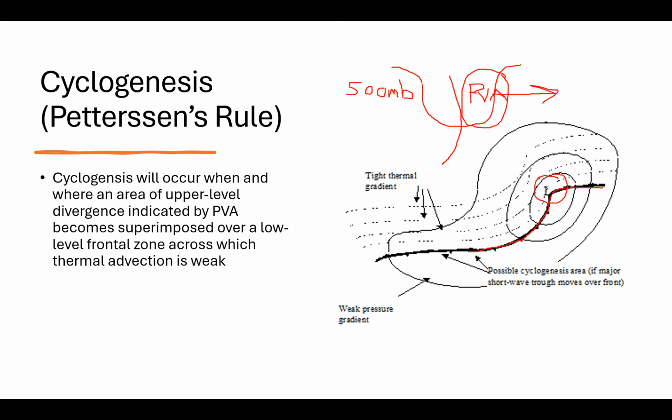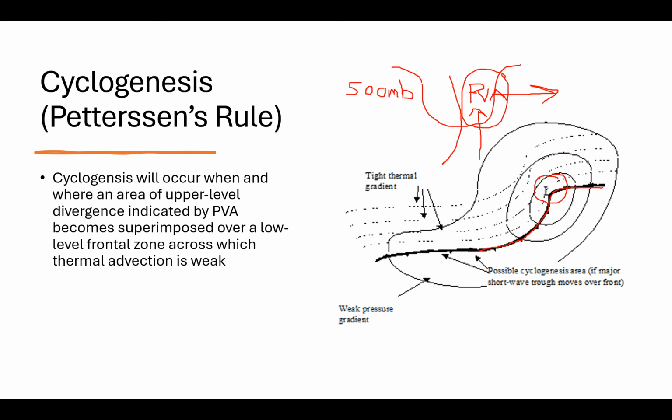PVA, positive vorticity advection, is an indicator of upward vertical motion in the atmosphere. So the air is going to rise through a vertical column beneath this area of PVA. I'll just draw an up arrow like this. That indicates rising air from the ground up into the upper portions of the atmosphere in association with the PVA out ahead of this shortwave trough axis.